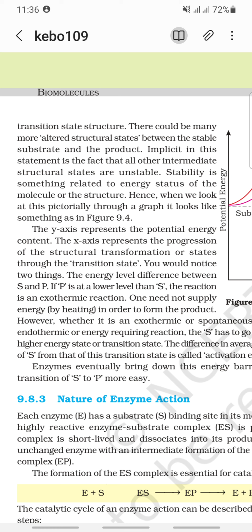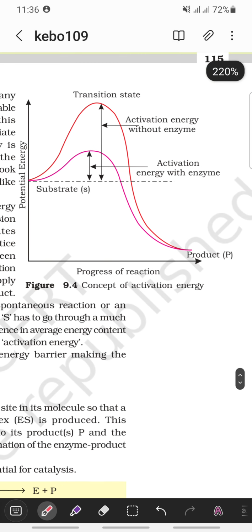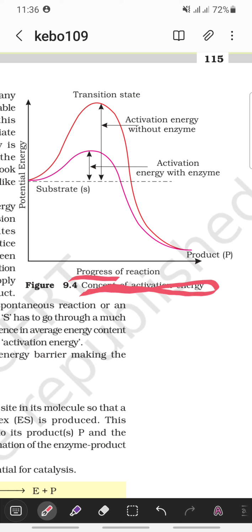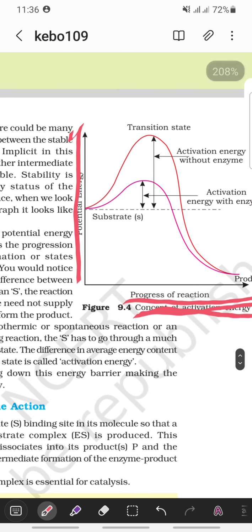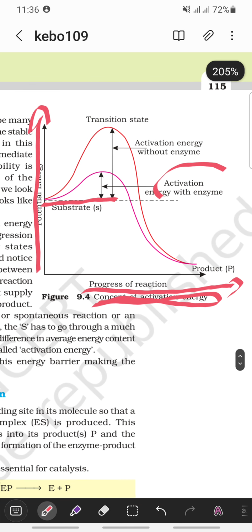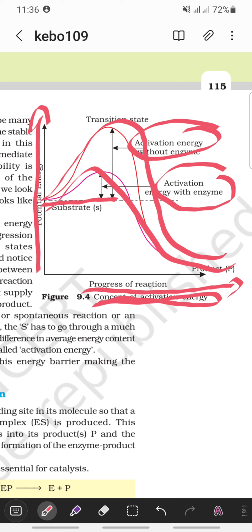Stability is something related to the energy status of the molecule or structure. Hence, when we look at this pictorially through a graph, it looks something like figure 9.4. Concept of activation energy: progression of reaction, potential energy, substrate, activation energy with enzyme, activation energy without enzyme, transition state, product.